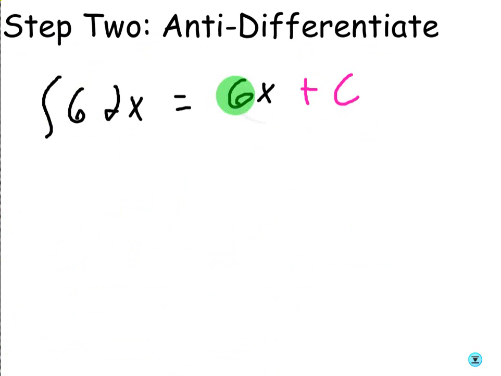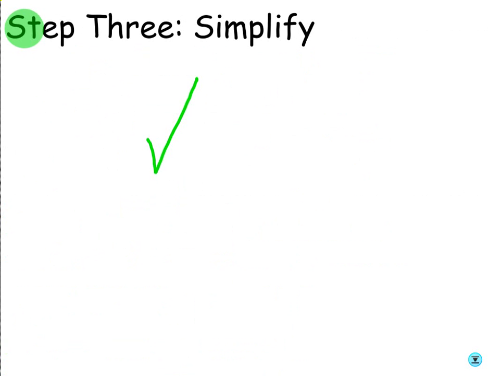Remember, the derivative of 6x plus c is just 6. So we have to include that plus c because it could be any number. Simplify your antiderivative if you can. In this case, we can. It's just 6x plus c.